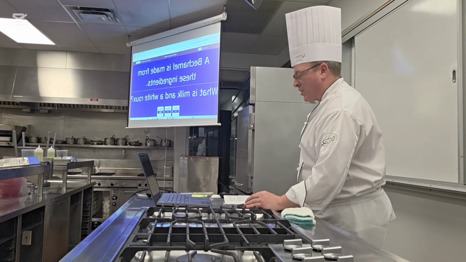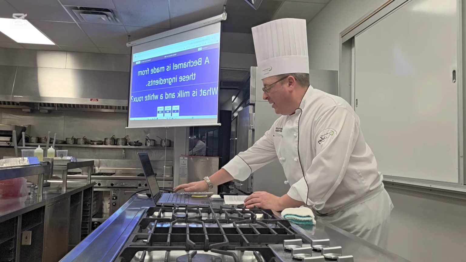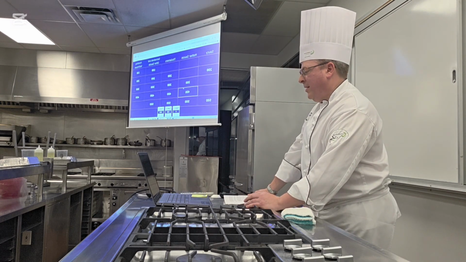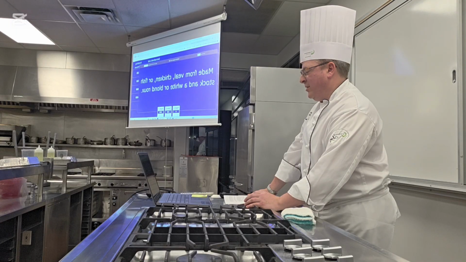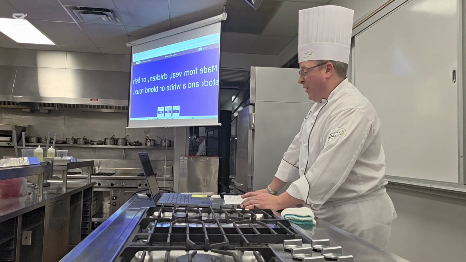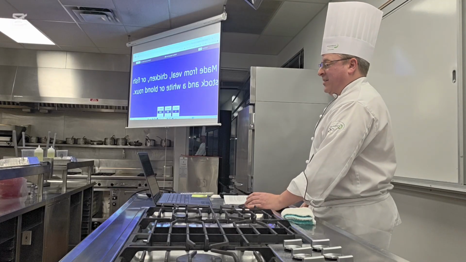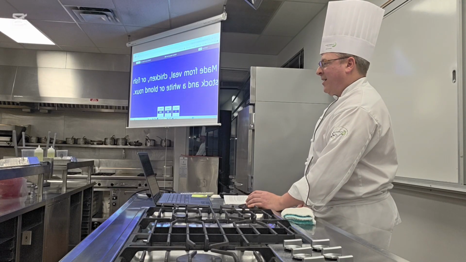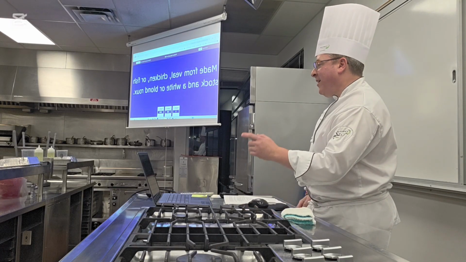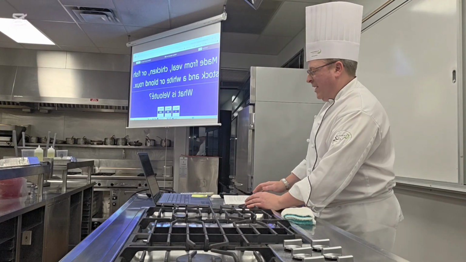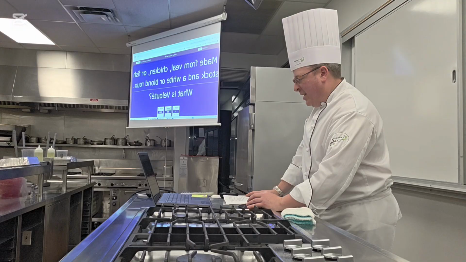All right, team number 2. Next category. Let's continue on the same trend. Mother sauces for 300. Made from veal, chicken, or fish stock, and a white or blonde roux. We did not make it today. Yeah, no, it's velouté. What is velouté? Are we giving it to him? What is velouté? Team Justin.